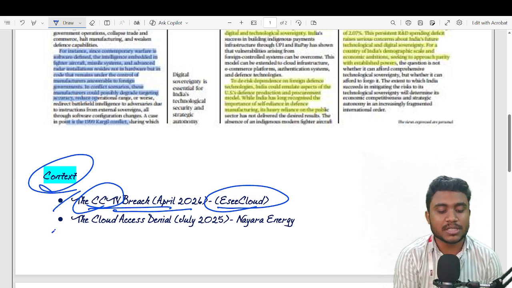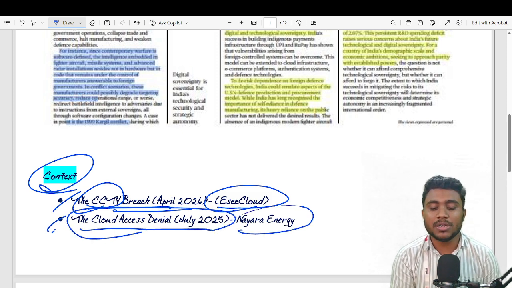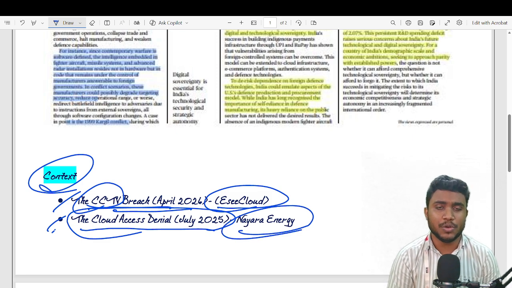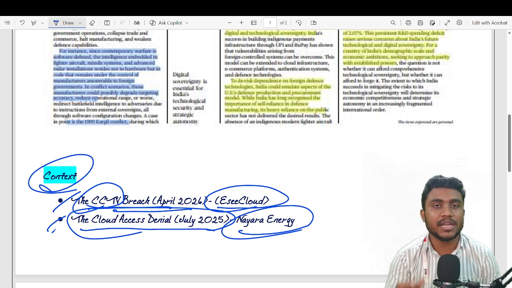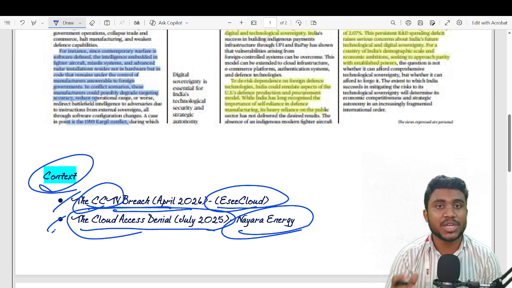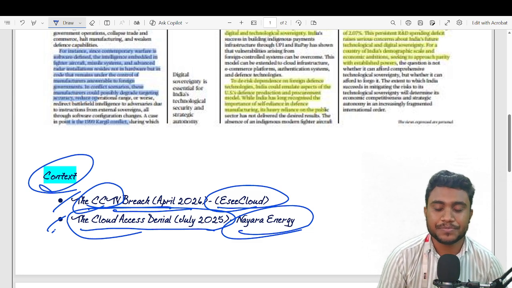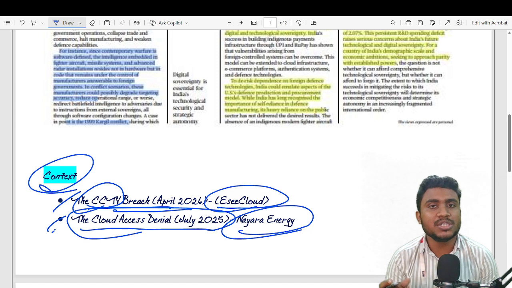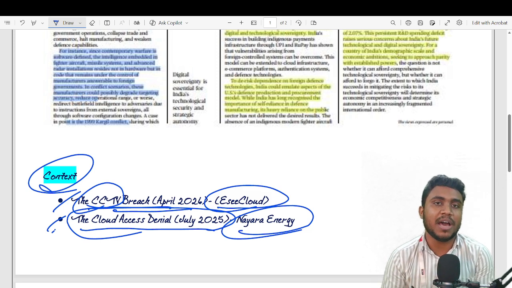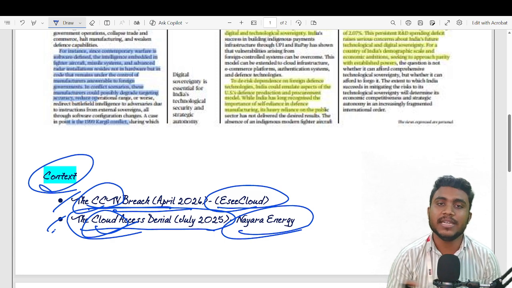The next issue is cloud access denial. The cloud access denial occurred on Nayara Energy. We know Nayara Energy, and the EU imposed sanctions on Nayara Energy because it shares some shares with China's corporations. So the EU sanctioned Nayara Energy because it imports Russian oil. But after those sanctions, Microsoft denied the access of cloud.